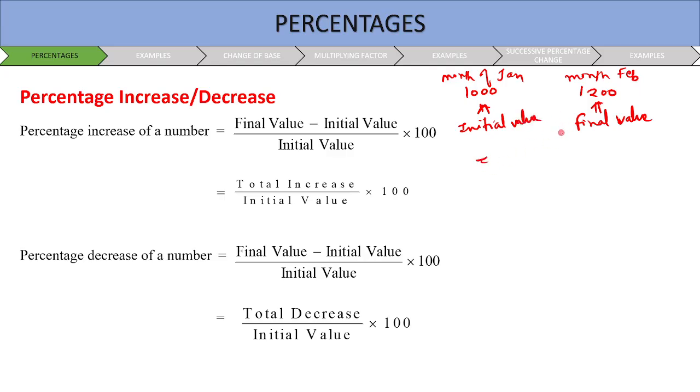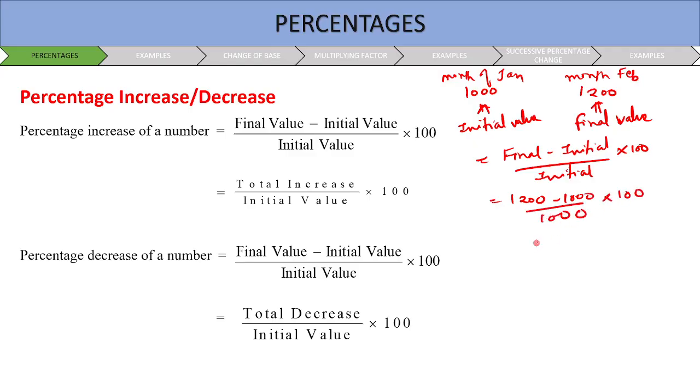So you have to find the percentage increase, which is nothing but final value minus initial value divided by initial value into 100, which is 1200 minus 1000 by 1000 into 100, which is 200 by 1000 into 100. So it will be 20 percentage increase.